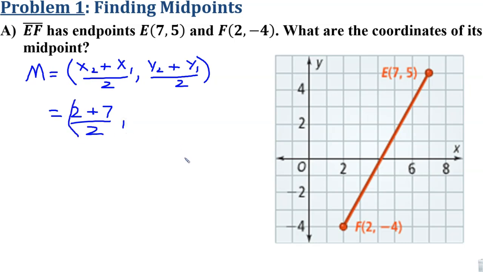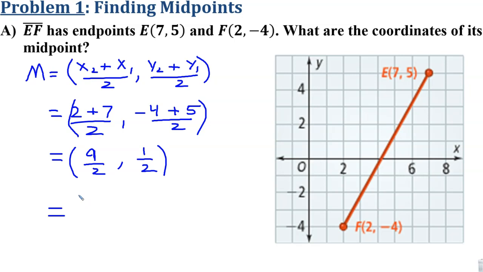Then for the y's, I'm going to stay in the same order. Since I used the 2 as the first x coordinate, I have to use the negative 4 as the first y coordinate. So we can say negative 4 plus 5 over 2. So we fill our midpoint formula in with those 2 points, and then essentially we'll just evaluate, we'll reduce these 2 expressions down, and that's going to give us our x and y values. 2 plus 7 is 9, so we call this 9 halves. And negative 4 plus 5 is just a 1, so we could say 1 half.